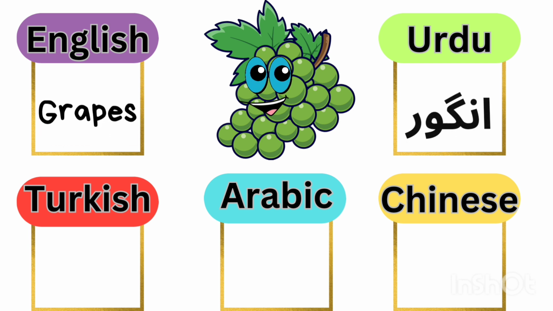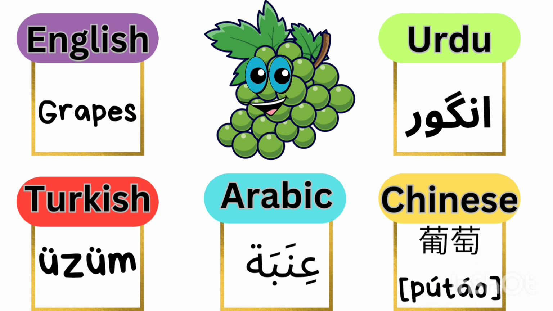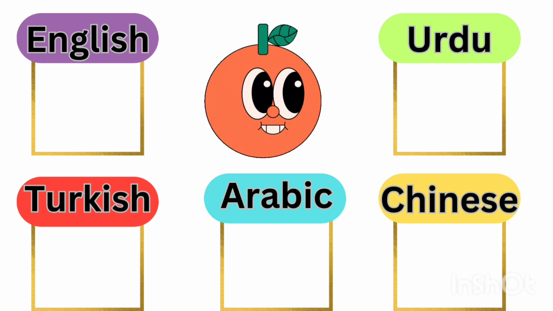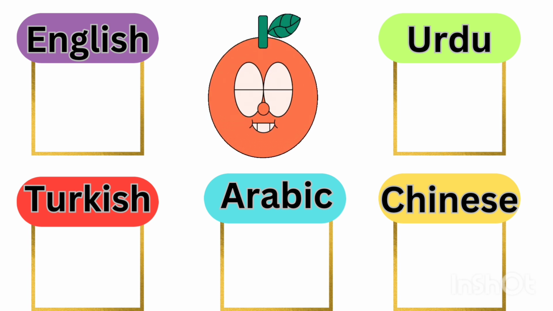This fruit is called in English grapes. In Urdu, angur. In Turkish, uzum. In Arabic, ainab. In Chinese, 葡萄.